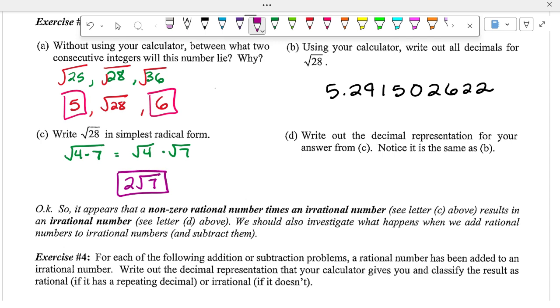Good. Now D is just saying if we put 2 square root of 7 in our calculator, it's asking what we get. It should be that exact same answer that we got in letter B.